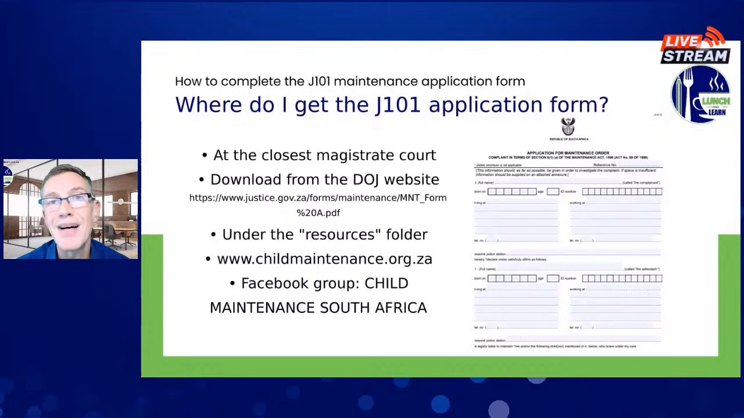You can also, just to save time, spare yourself the trip to the maintenance office or the maintenance court. You can download the application form from the DOJ website, or you can simply Google J101 and Google will bring up the form that you can download. Or the site of child maintenance called childmaintenance.org.za. There on the right-hand side, you'll find a portion which includes public library, and you will find the documents there where you can simply download that for your own use. You can also join a Facebook support group, something like our group called Child Maintenance South Africa, and there you would find the documents as well.